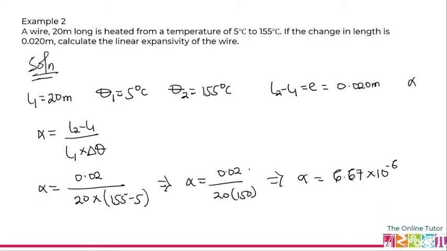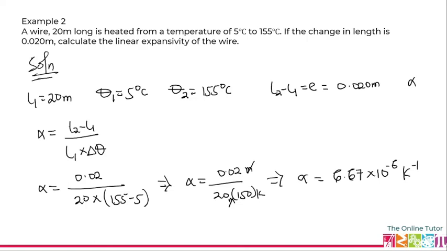Now remember, because we have length over here, this is meters, this is meters, and the temperature over here is in Kelvin. So the meters cancel the meters. So we have Kelvin at the denominator, which when it comes to the top becomes per Kelvin. So the unit for our linear expansivity is per Kelvin. Which means for this particular wire of length 20 meters, the linear expansivity of that wire is 6.67 times 10 raised to the power negative 6.